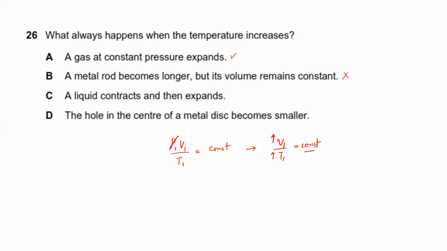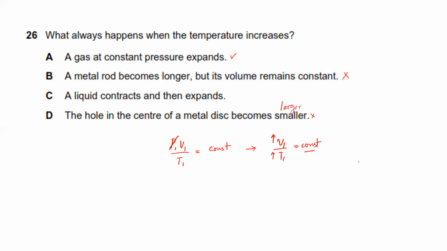So this only happens for water. That is the enormous expansion of water. It's not valid for all liquids, it can be only for water as well. Then the hole in the center of a metallic disc becomes smaller. So the hole in the metallic disc basically becomes larger, and this is not the case.